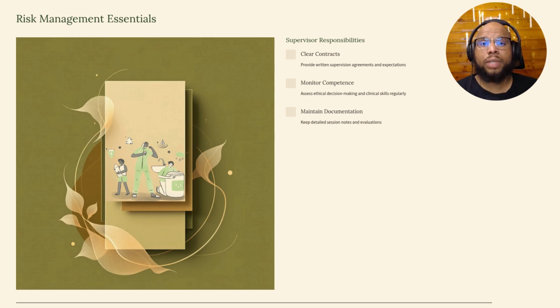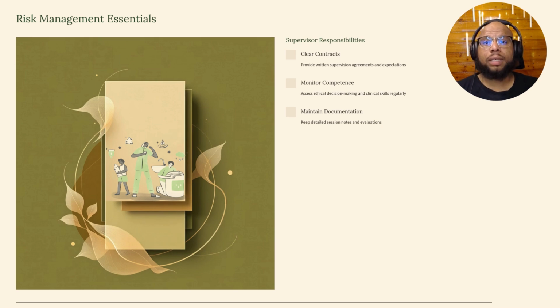According to Borders 2024 and the ACA Code of Ethics 2014, Section F.1.a, supervisors carry the ultimate responsibility for ensuring that services provided by interns meet the standard of care. This means monitoring competencies, providing timely feedback, and documenting supervision accurately.